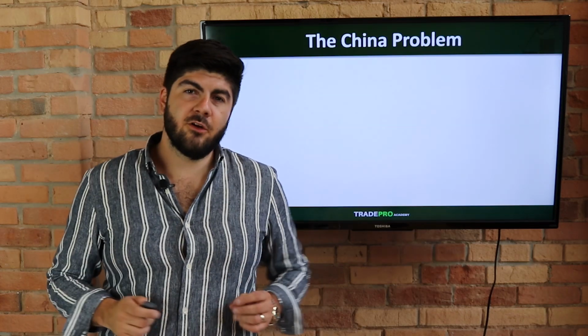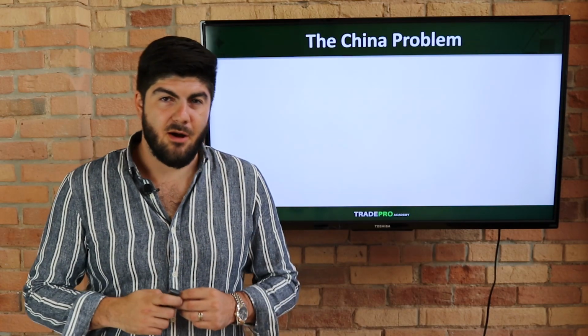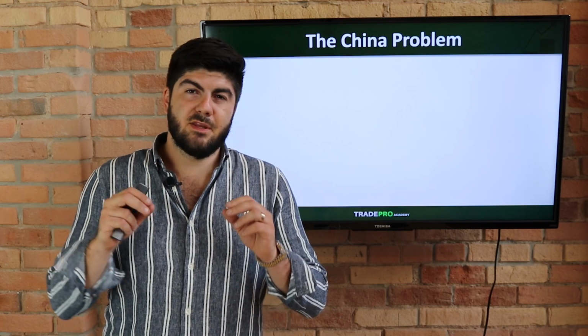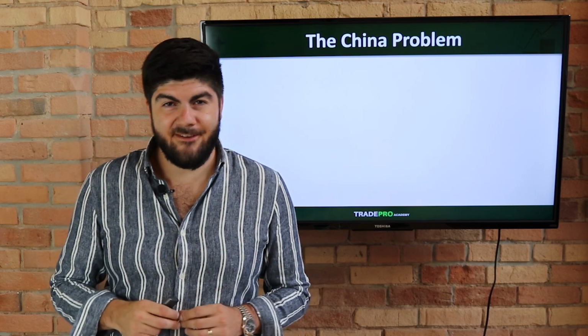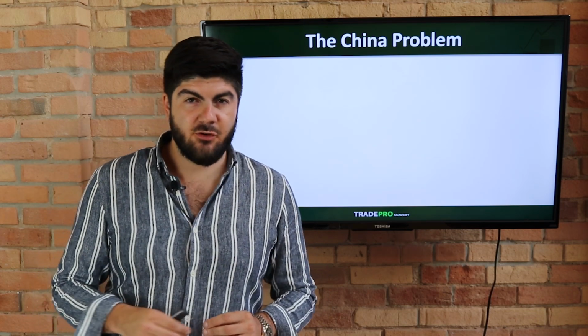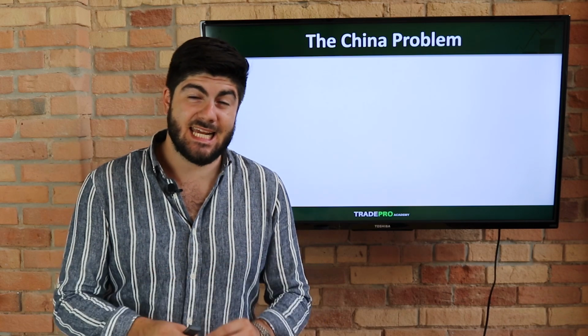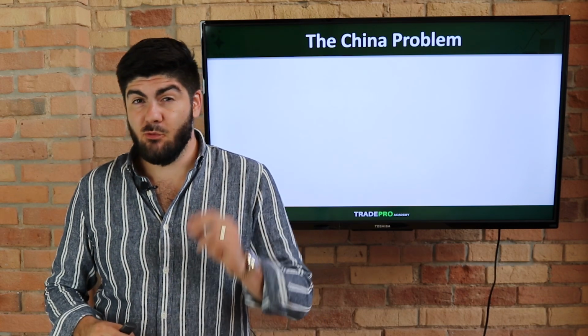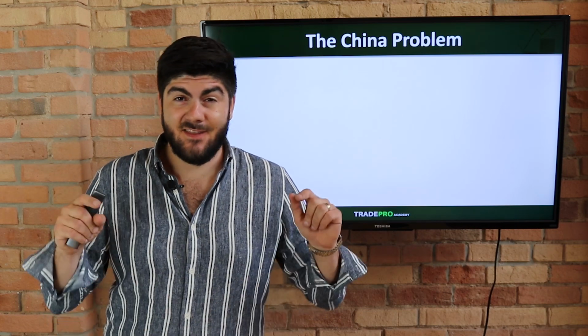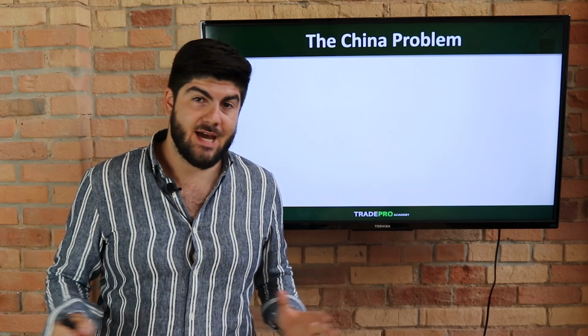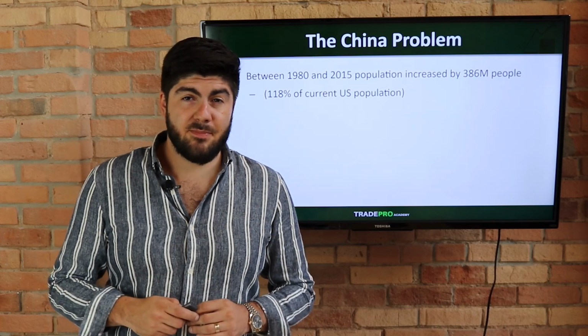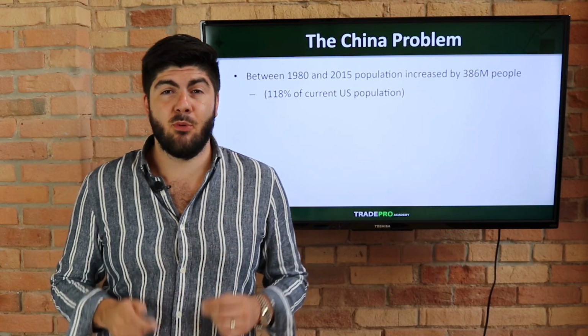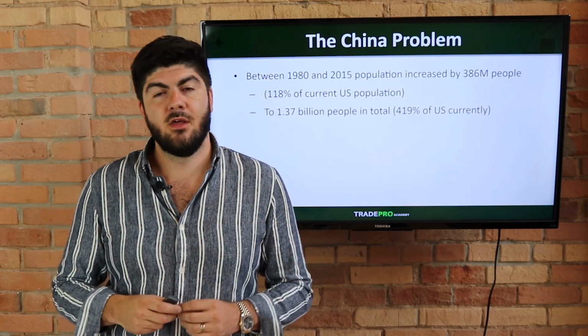budget. Now, along the way, China developed a really big problem. The problem was between 1980 to 2015, China's population grew by 386 million people. That's roughly 118% of today's population in all of United States. And China's population currently stands at 1.37 billion people as a total.